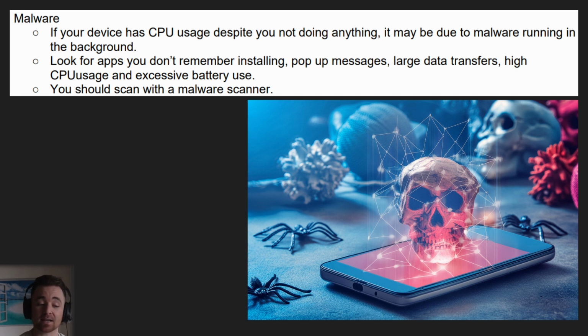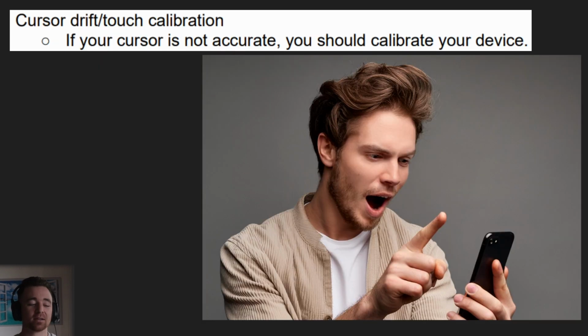Malware. If your device has high CPU usage, despite you not doing anything, you're not really using anything, it might be due to malware running in the background. It could be creeping around, doing tasks in the background, trying to hide from you. Look for apps that you don't remember installing, pop-up messages, large data transfers, high CPU usage, and excessive battery use. These can all be signs that will point you to the culprit. You should scan with a malware scanner if you suspect malware. Who would have guessed? All right, so that's mostly it. If your device is having lots of usage, but you're not actually doing anything, that could be an issue that you might want to look into malware there.